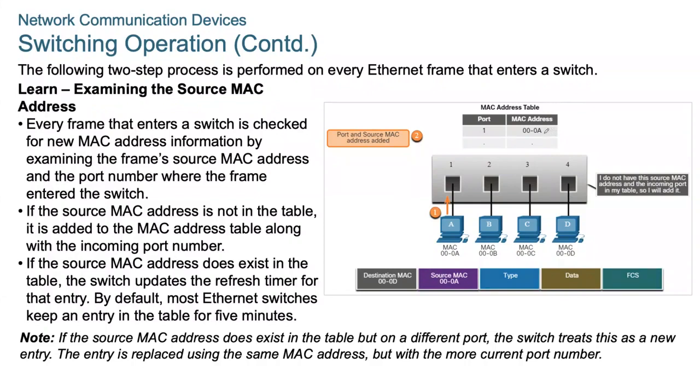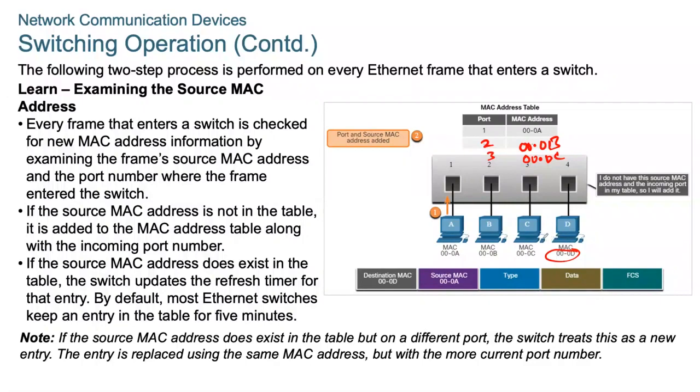If the addresses associated with this port are not there, then a new entry will take place in the MAC address table. Like for port number 2, the MAC address of computer B is assigned. For port number 3, from this diagram, the MAC address 0C is assigned. For port number 4, the 0D is assigned.